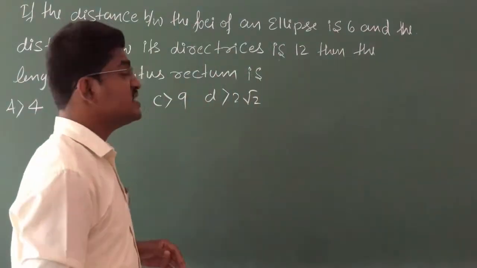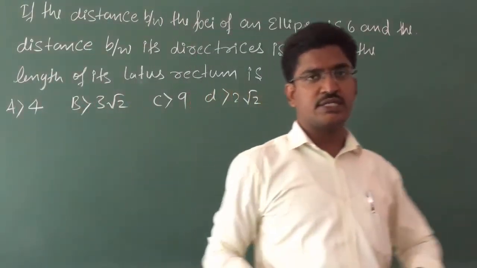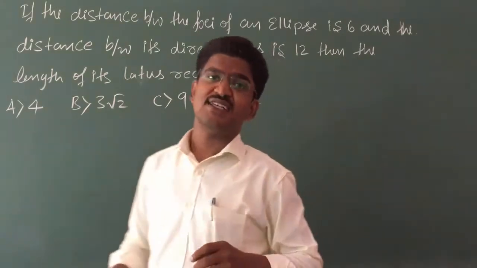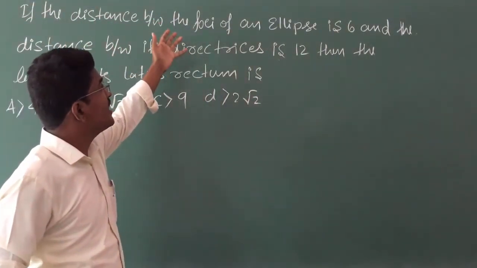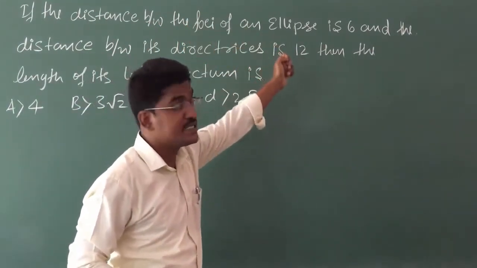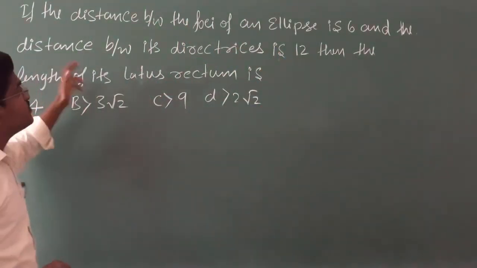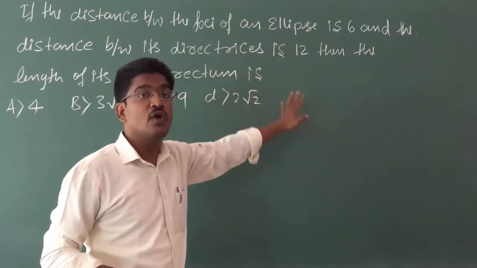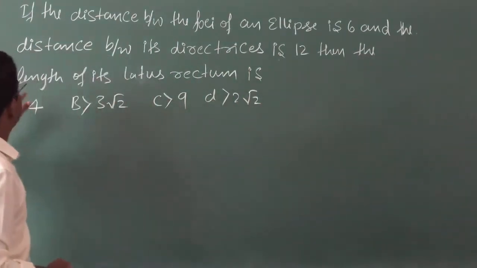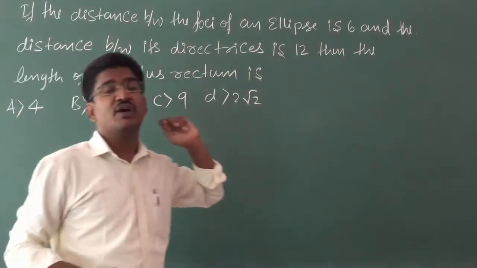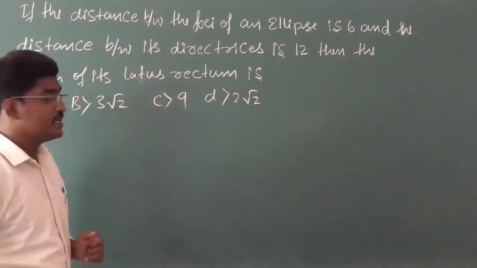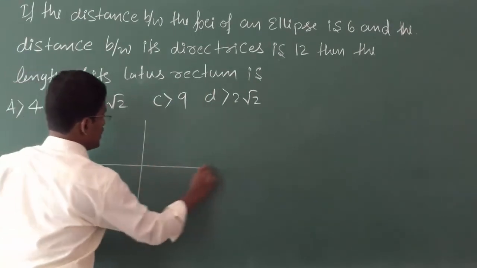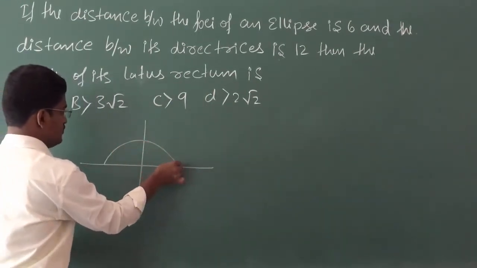Clear? So this is again on your conic sections. What they are asking: if the distance between the foci of an ellipse is 6 and the distance between directrices is 12, then what is the length of the latus rectum? Okay. So for that, first let us draw the ellipse.